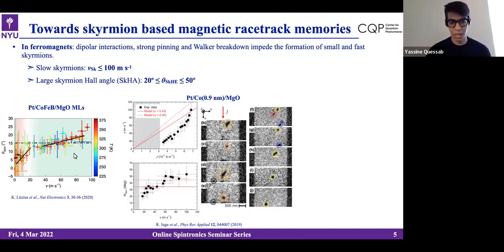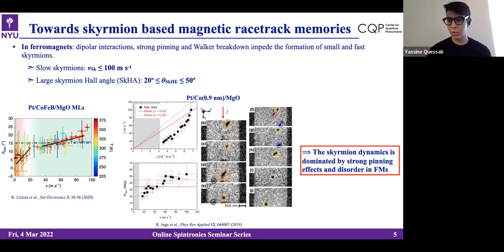So in these studies, they have actually measured a velocity dependence of the skyrmion Hall angle. Well, in theory, it is predicted that the skyrmion Hall angle remains constant throughout the velocity scale. And that was explained by the presence of disorder, strong pinning sites, and the formation of skyrmions in ferromagnetic materials. And that was actually observed in these X-ray images. So unfortunately, the skyrmion dynamics in ferromagnets is dominated by strong pinning effects and disorder, which prevents reaching high skyrmion velocities and low skyrmion Hall angles.